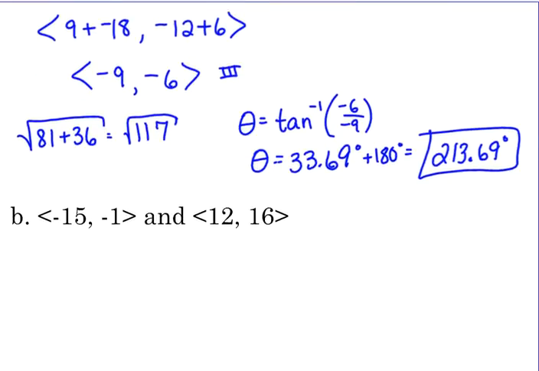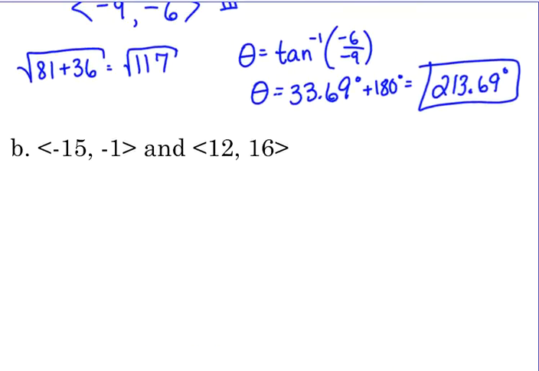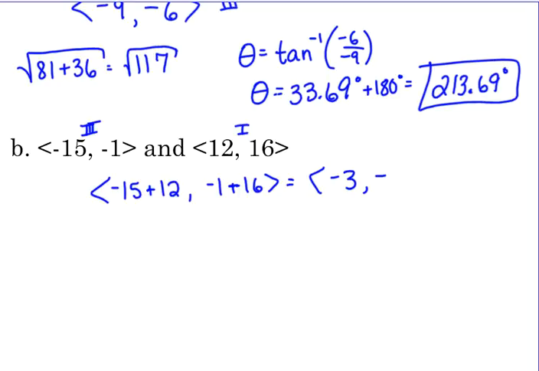Let's do another one just to make sure we got it. We've got -15 and -1. That is in the third quadrant. And +12, +16, that's in the first quadrant. So let's see where we end up. -15 plus 12, -1 plus 16. So that puts us at -3, -15. We are still in the third quadrant.